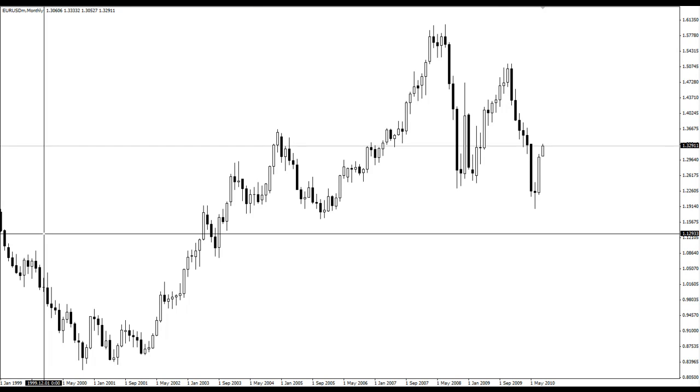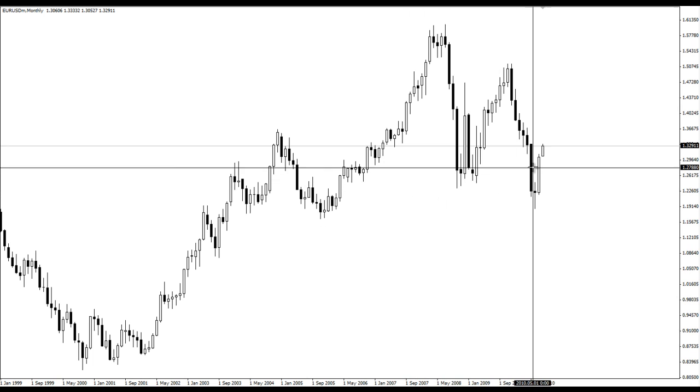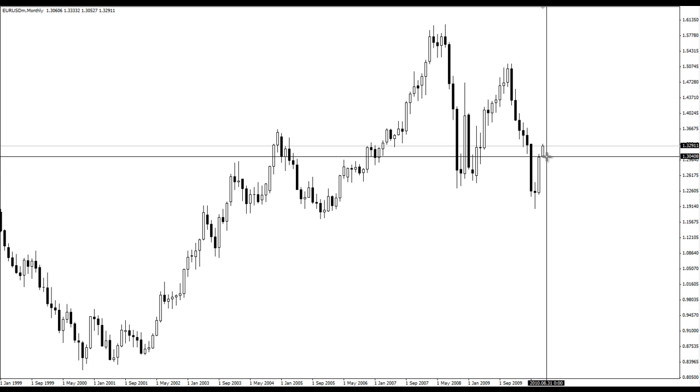Hi, today's Friday, August 6th, and we're looking at a chart of the Euro US dollar. So we're starting off with the monthly chart. This was the first week of the month, and as you can see, it was just a continuation of what we saw last month, more or less.